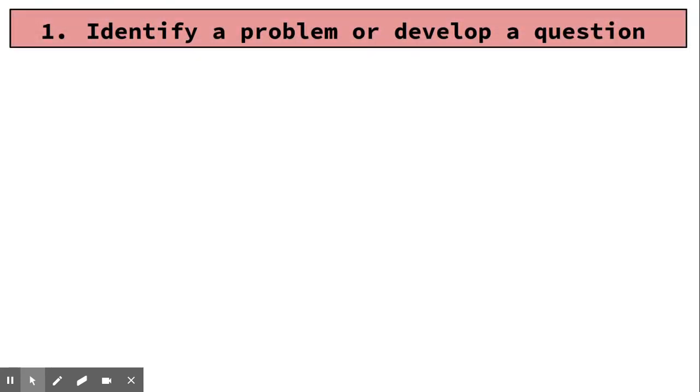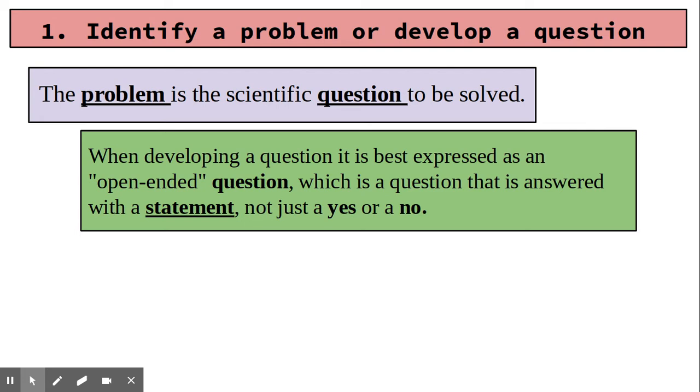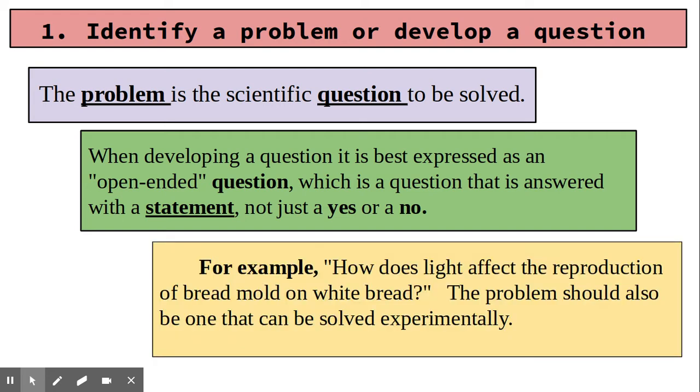Number 1, identify a problem or develop a question. The problem is the scientific question to be solved. When developing a question, it is best expressed as an open-ended question, which is a question that is answered with a statement, not just a yes or no. For example, how does light affect the reproduction of bread mold on white bread? The problem should also be one that can be solved experimentally.